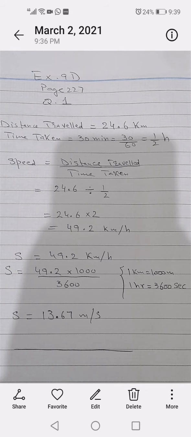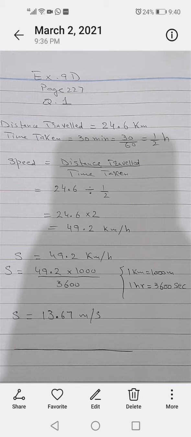Now if you look at question number 1, and this is given on page 227. The statement of the question is: a particle travels 24.6 kilometers in 30 minutes. We have to find the speed of the particle in kilometer per hour, and secondly in meter per second. So if you look at this slide, I have written the given data. Distance traveled is given as 24.6 kilometer, and the time taken to us is given as 30 minutes.